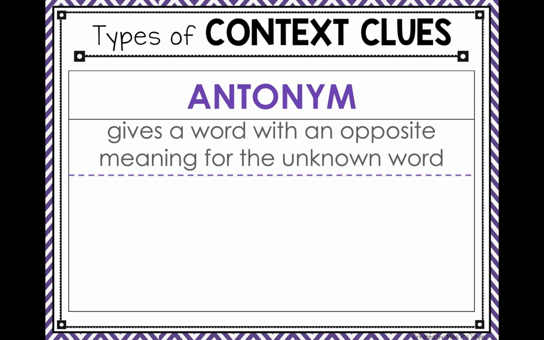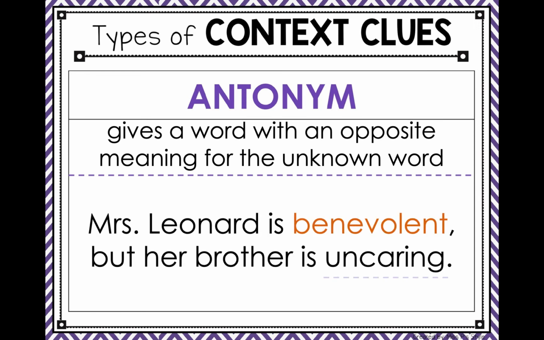Another type of context clue is an antonym. An antonym gives a word with an opposite meaning for the unknown word. So for example, Mrs. Leonard is benevolent, but her brother is uncaring. So in this situation, the underlined word uncaring is the antonym of benevolent, the opposite.